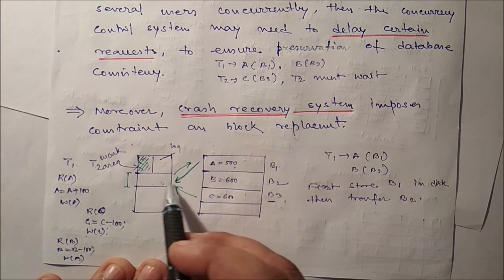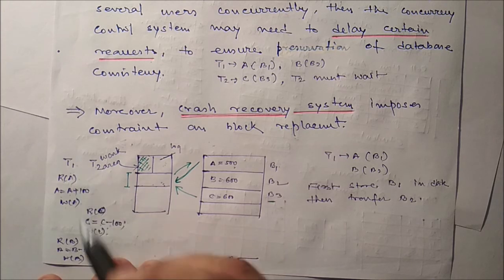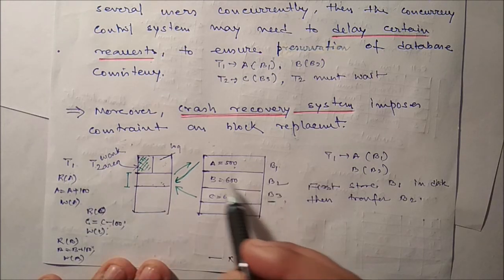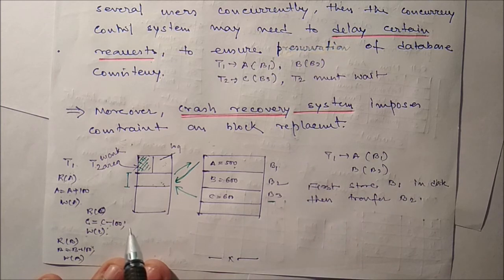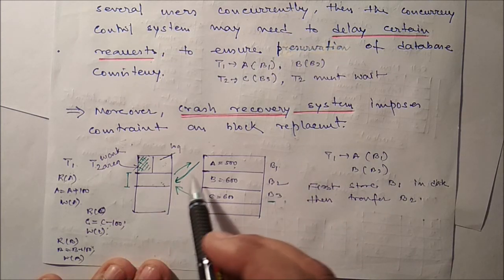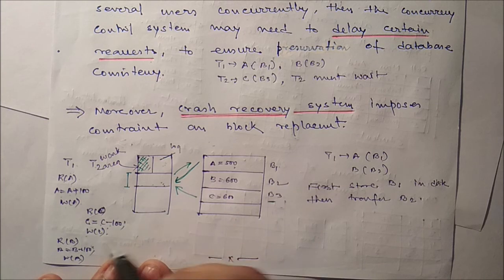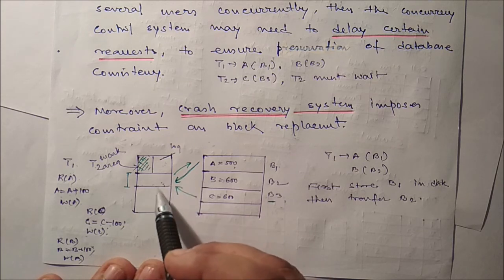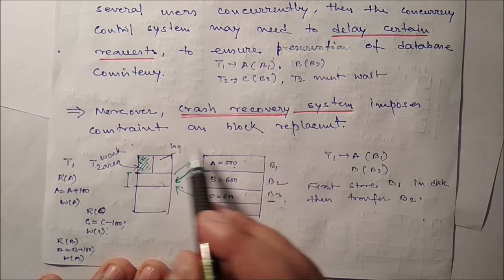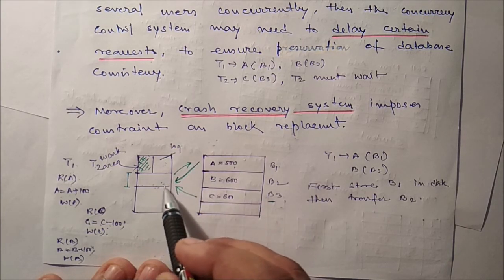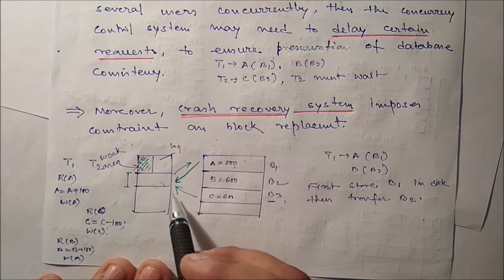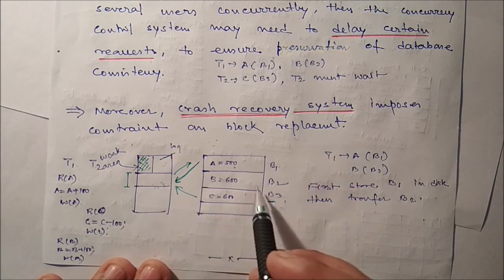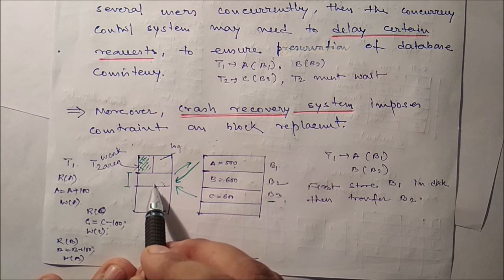Now after completing this B3 part, T1 needs the B variable. That B variable is present in block B2, so T1 must wait. Because B3 is there, in this case also the database manager stores information about the activity in the log. First store this log on disk. After that, transfer the B3 block from RAM to secondary memory, and then transfer the B2 block into RAM.